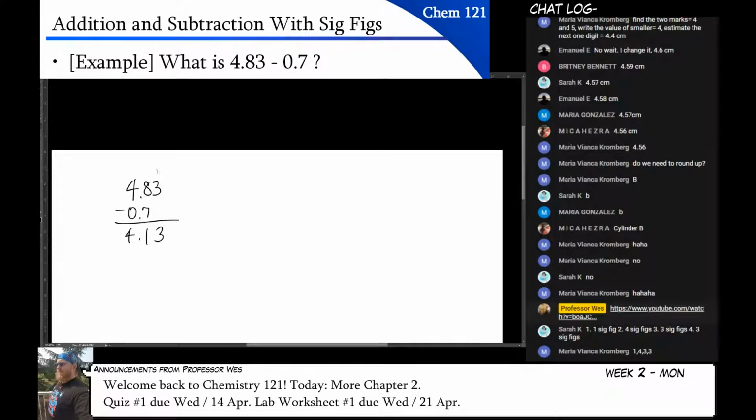Let's look at the most precise place. That's this one. Is there a digit in every value? Well, no, there's a blank here, right? So I can't use this position. Let's look over here. Yeah, there is a value in every number, so I'm going to round to that. So I should round my answer to 4.1. That would be my answer for this problem.